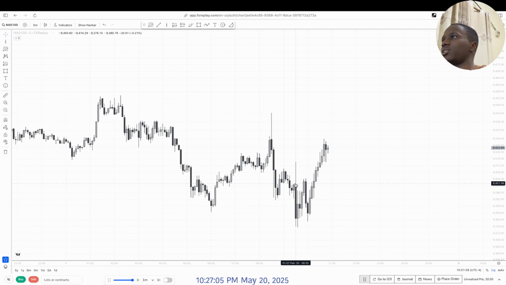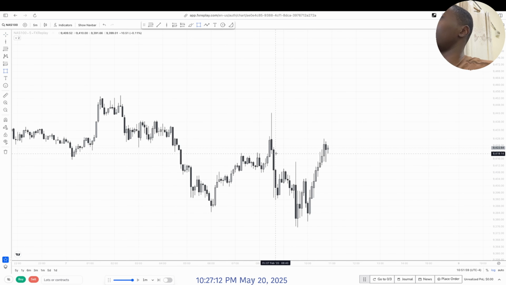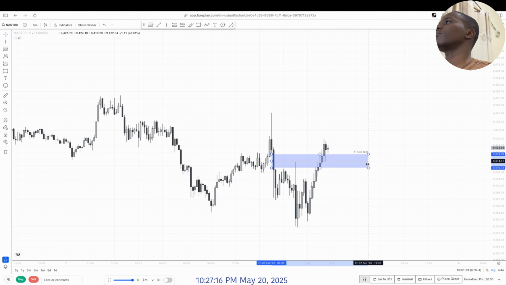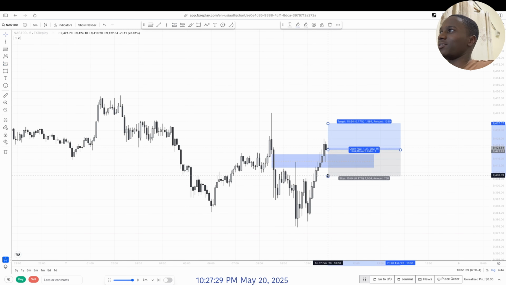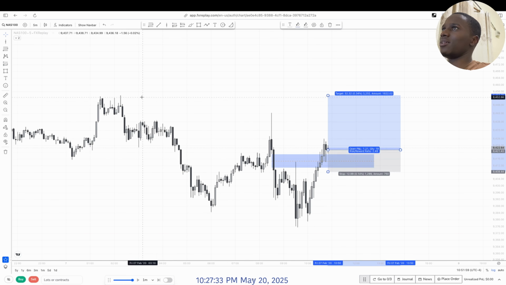And we get a shift, an inverse fair value gap. So we've got an inverse fair value gap here. Push higher, drop back into it on this candle, which means we can just have an entry in the New York session. And then we target this high, this one, 2.5 hour.